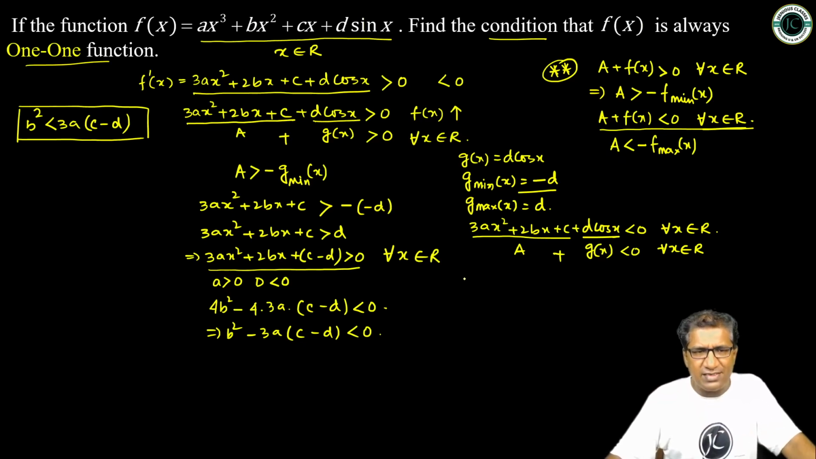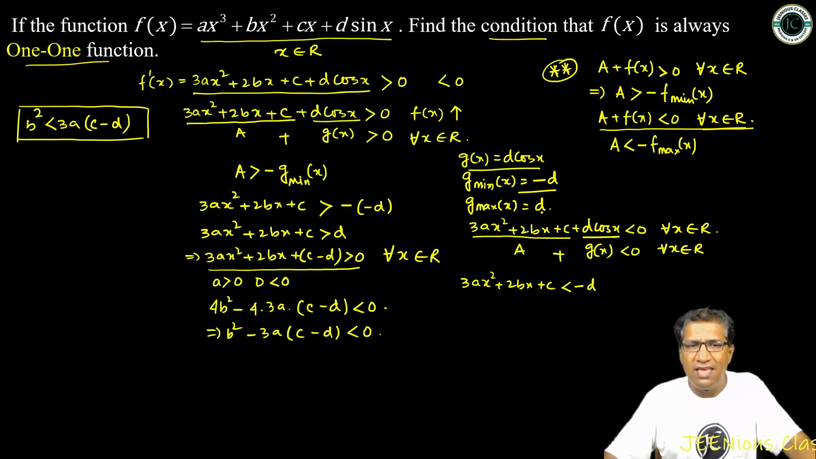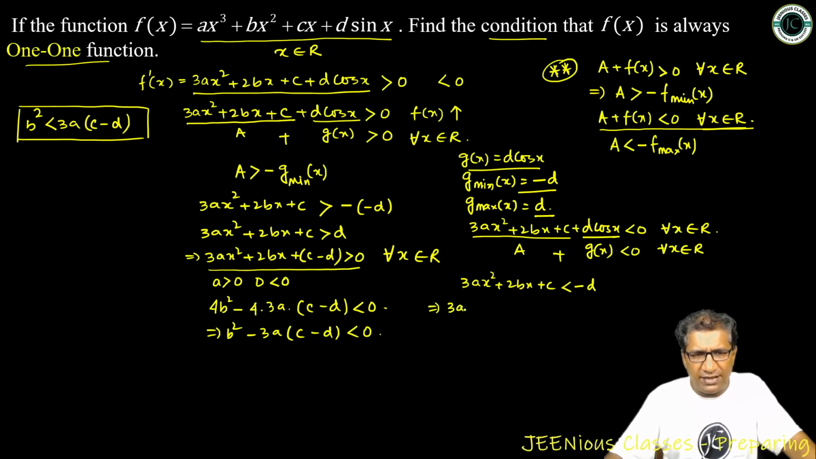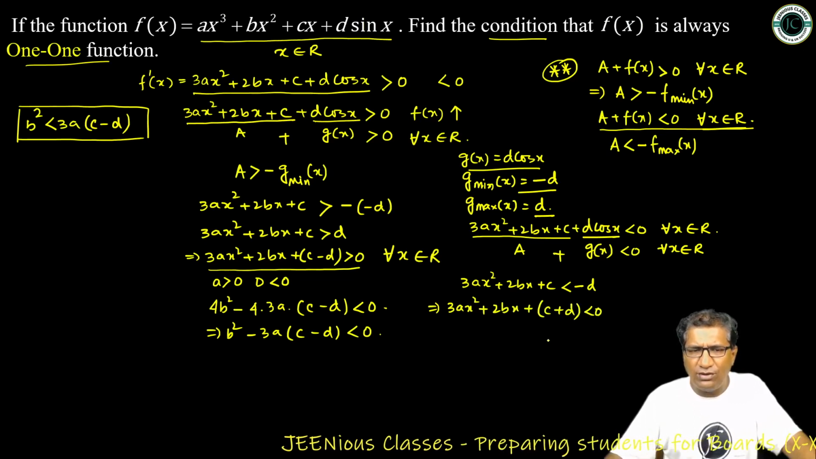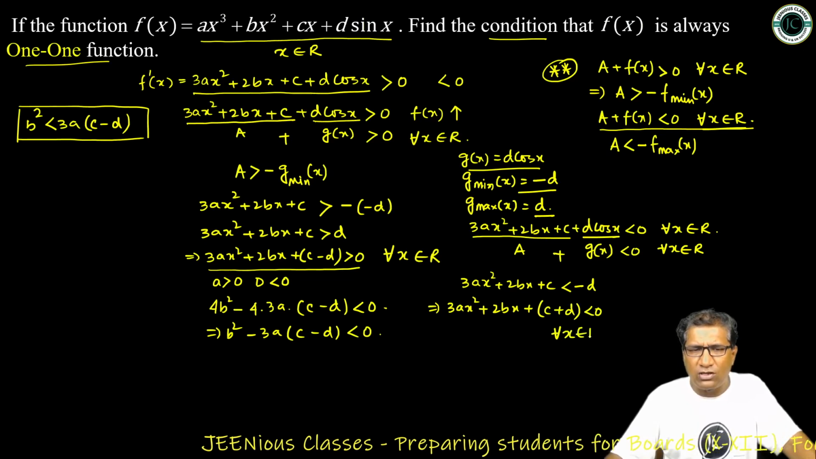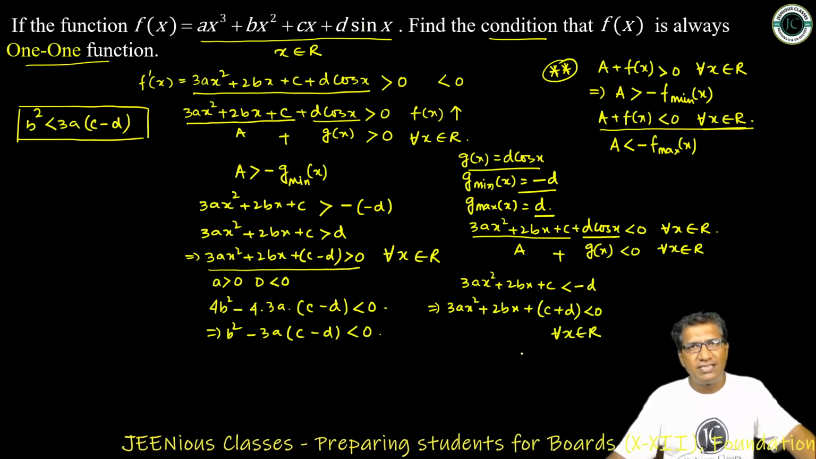So in this case, plus c, this will be less than minus of d. Because the maximum value of gx, which is d cos x, is nothing but d. Is it clear? So our expression is coming something like this. c plus d, which is less than 0. This is for all x belongs to real value. Is it clear to all of you?